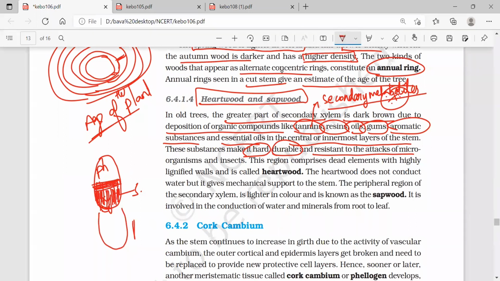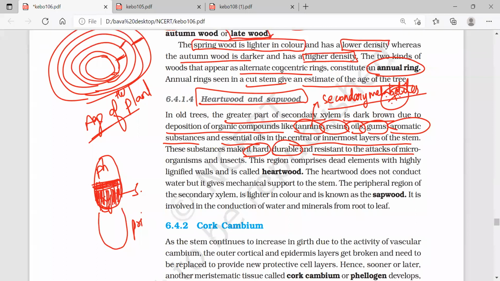Okay, so this is primary. Now this is the secondary xylem. From here to here, this is the secondary xylem. So the greater part of secondary xylem means towards the inner part. The greater part, in the sense, you can take from here to here. So the greater part is the majority part.